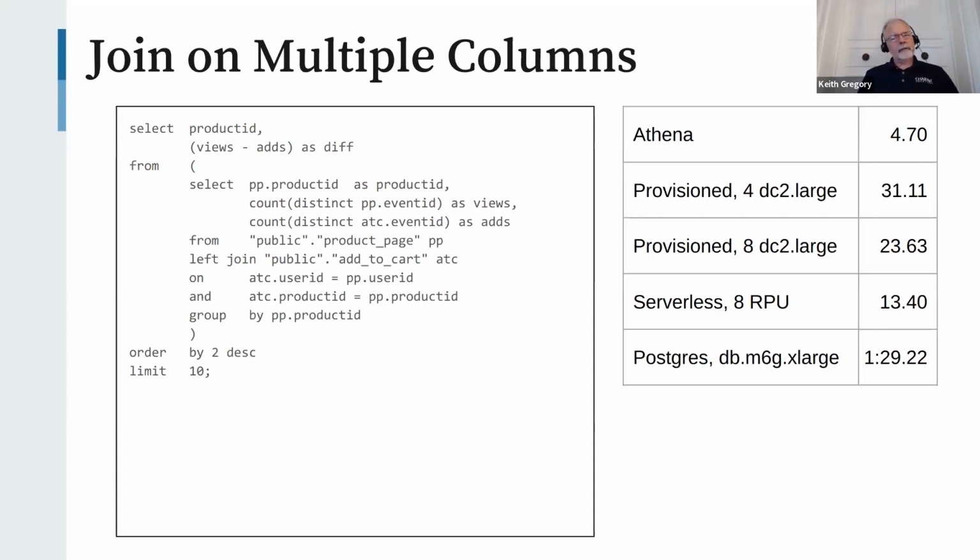And coming out of this, Redshift, I'll be honest, disappointed. It took, as you can see, 30 seconds for the 4-node, 24 seconds for the 8-node. Serverless, quite respectable. But again, I don't know how much of that might be due to caching effects.